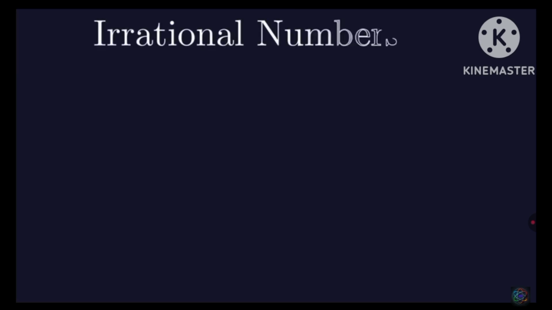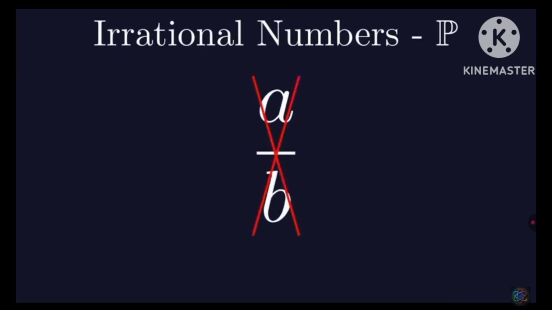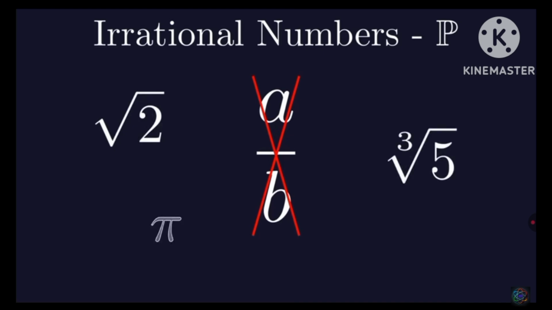Then irrational numbers. Those are numbers that can't be expressed as a ratio of two integers, and written in base 10 have an infinite decimal representation. For example, the square root of 2, the cube root of 5, or pi. First, let's look at number bases of square roots.